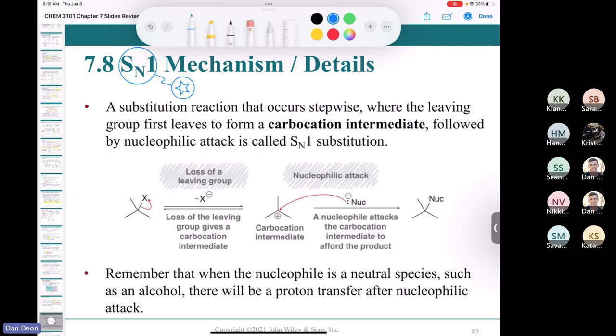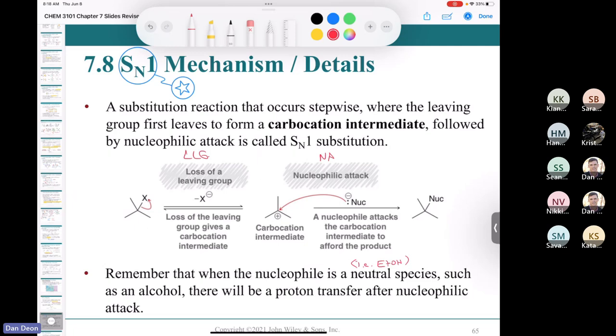First, you have your loss of leaving group, your LLG, if you will, okay? And then your NA, right? Your nucleophilic attack after that. So two quick steps. And it says here that, remember, when the nucleophile is a neutral species, an example there would be ethanol, like we just saw, then you have to do a proton transfer at the end. But if your nucleophile is negative, then you don't have to, okay? It would just be these two steps here.